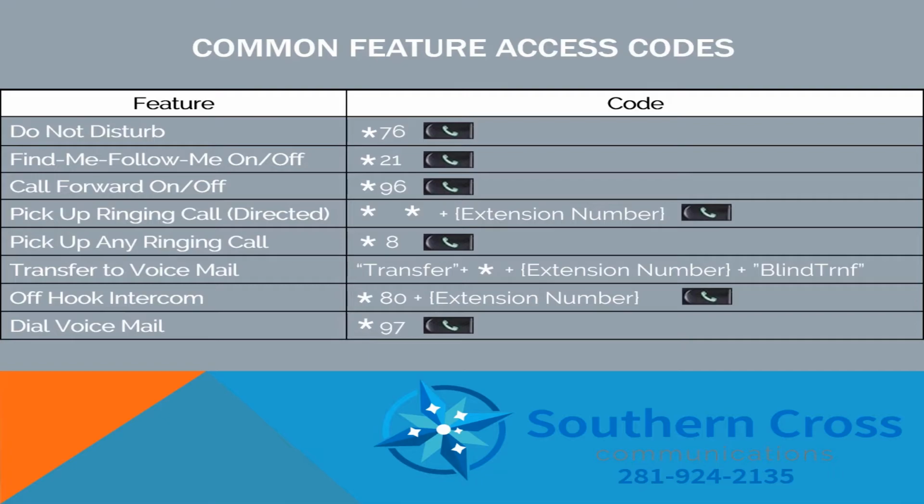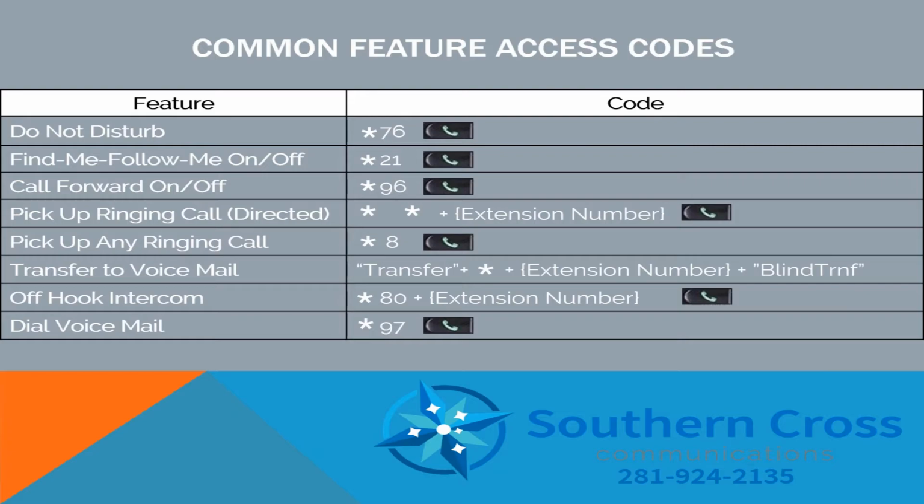key. If you need to retrieve a call ringing on another phone, dial ** followed by the extension number. You can also pick up any ringing phone anywhere on the system by dialing *8. Sometimes you need to send a caller directly to voicemail without ringing the phone. To do this, press Transfer * the destination extension number and the blind transfer soft key.